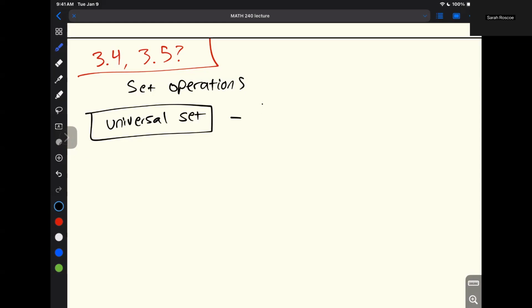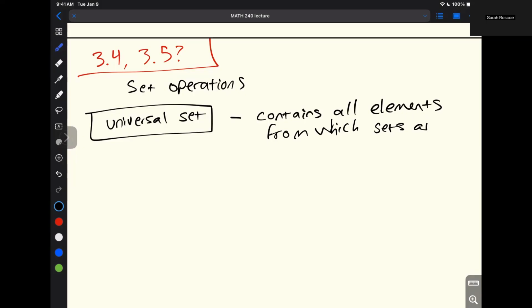So the book says it contains all, and I cannot write and talk at the same time. Contains all elements from which sets are created. And that seems super broad because it is super broad.